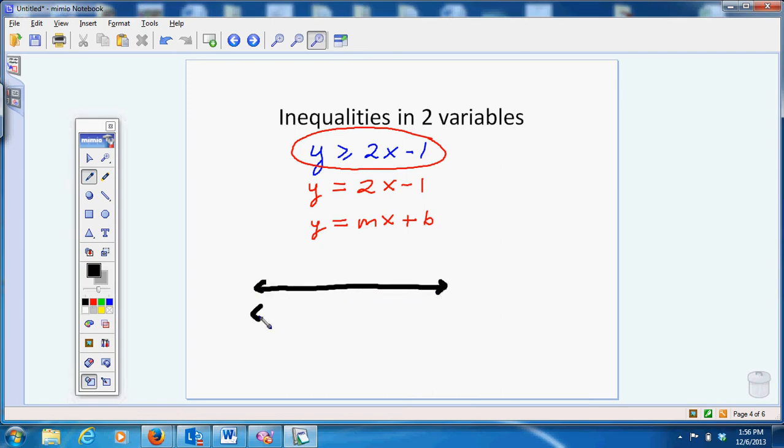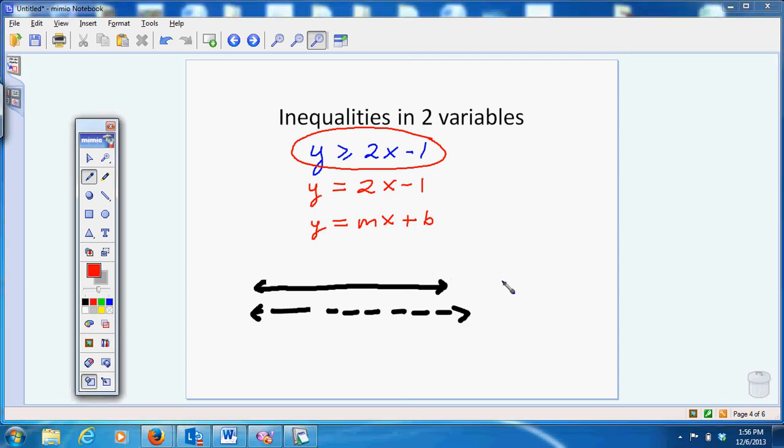We can also have a dashed line. And here's what makes that solid or dashed. Solid would mean that we have greater than or equal to, less than or equal to. Dashed would mean we have greater than.